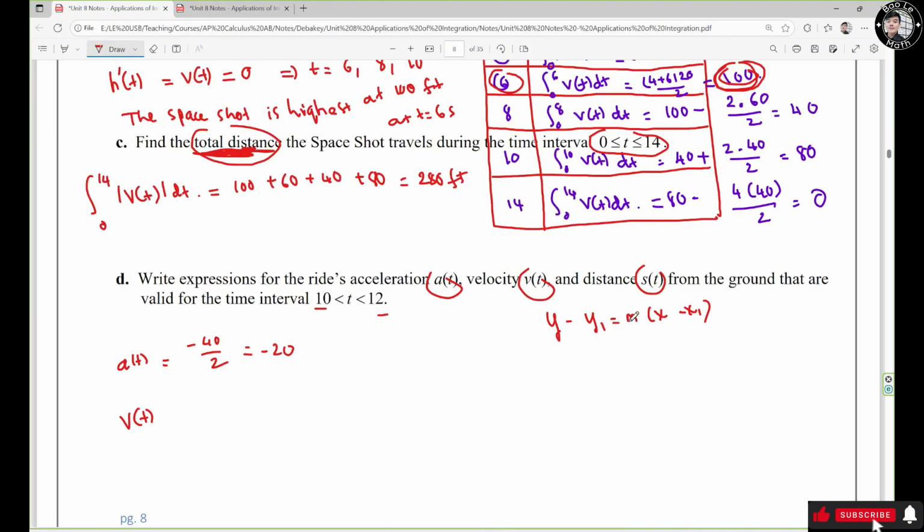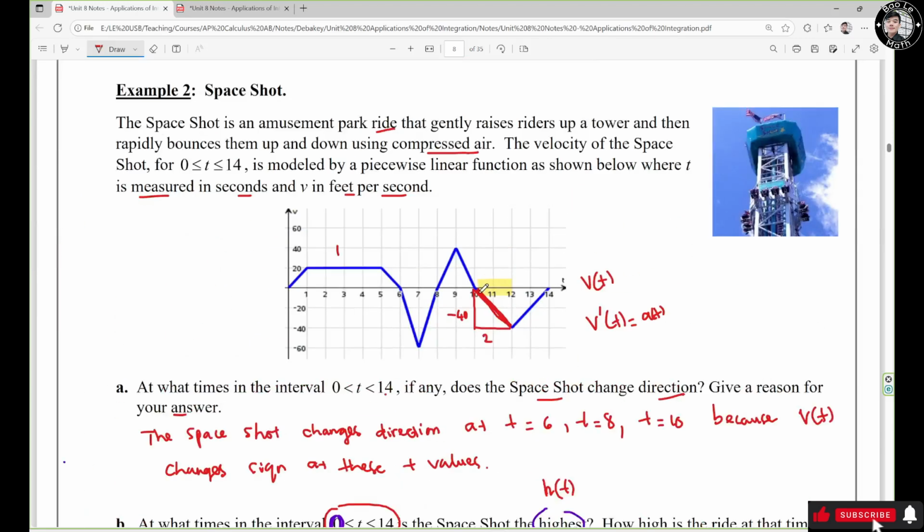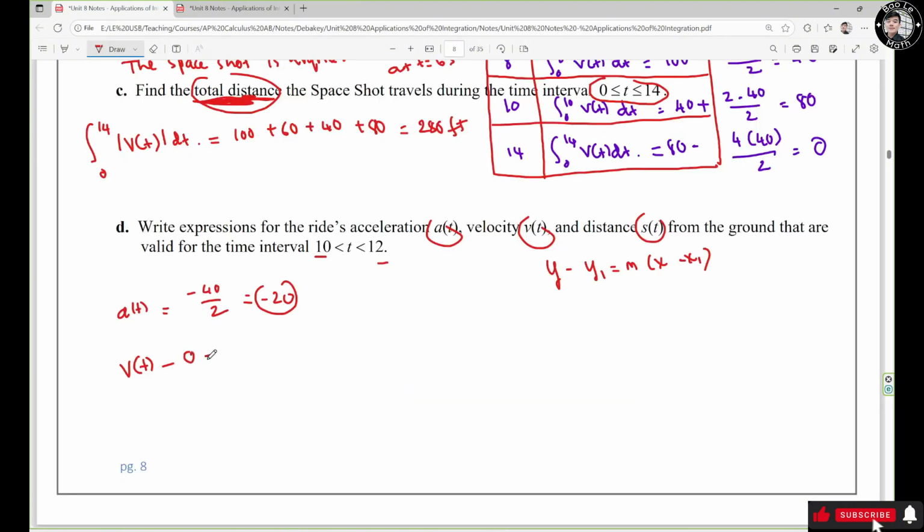Now the function v of t, the slope is negative 20 right here. Remember, the acceleration is actually the slope of the function v of t. So we have v of t minus, now I'm going to pick a point, the point right here, 10, 0. Minus 0 equals the slope, negative 20, times t minus 10. Now I'm going to simplify this one. So v of t equals negative 20 t plus 200. This one is the function of the velocity.